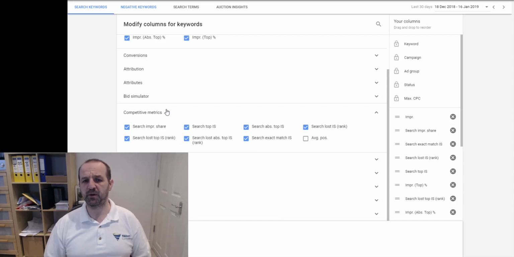And remember, just because you added these at campaign level doesn't mean they'll show at ad group level or for keywords, so you have to do them in each individual location. It's a bit annoying, frustrates the hell out of me every time I use Google Ads, but that's how it works.